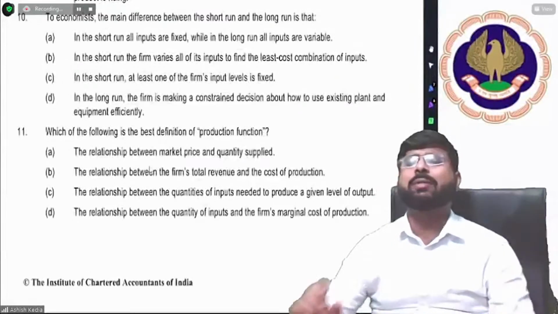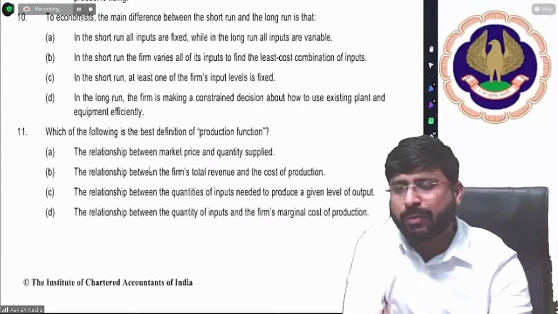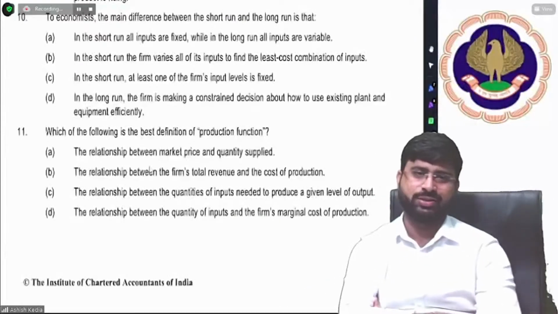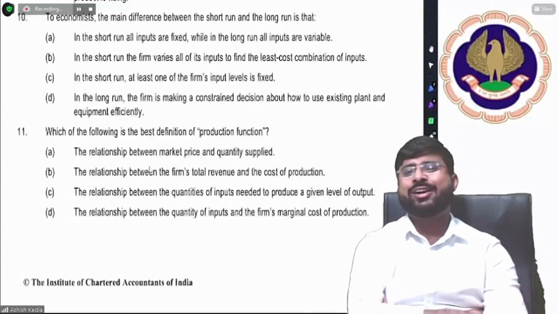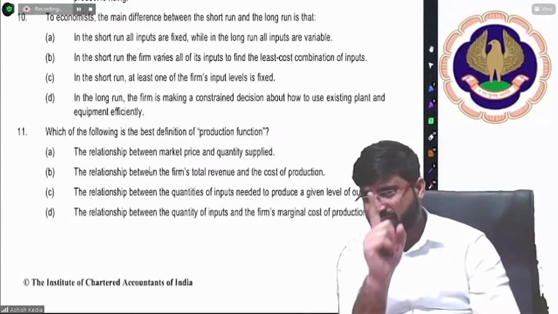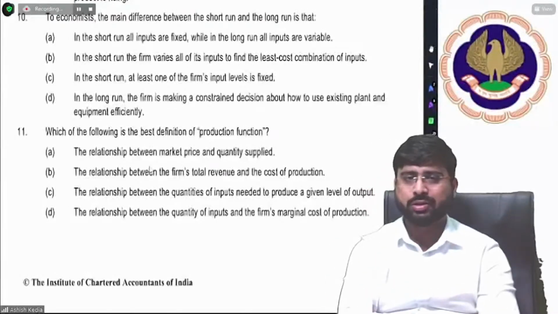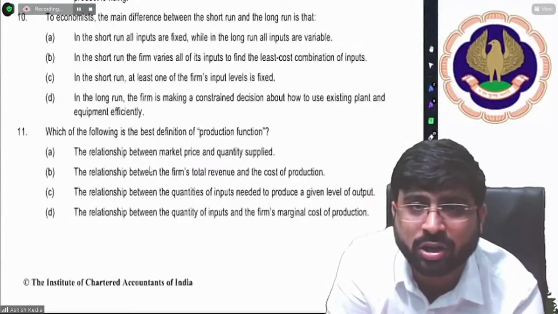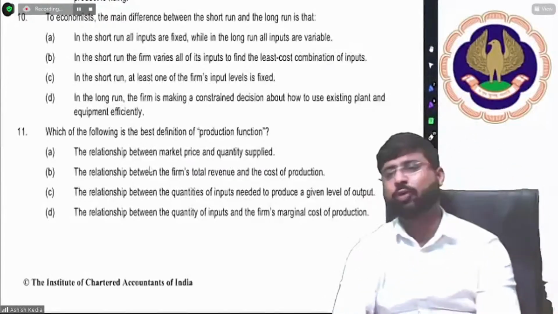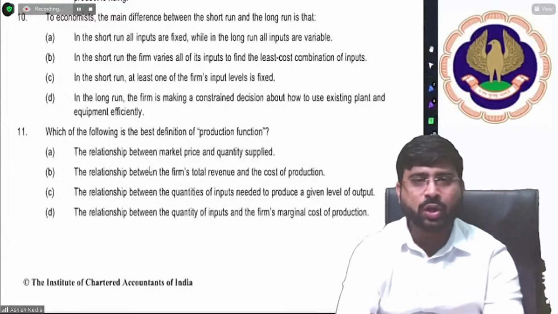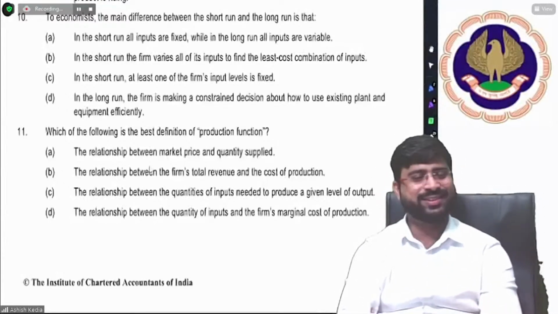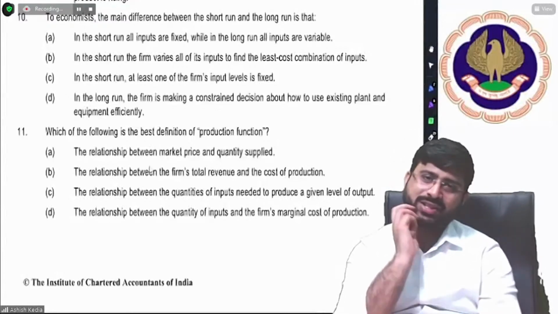Remember. My question is, what is the law of variable proportion also called? Hint is returns to a dash, a single word you will have to put. The law of variable proportion is also called returns to a dash. You will have to fill in this blank. Answer me this question.